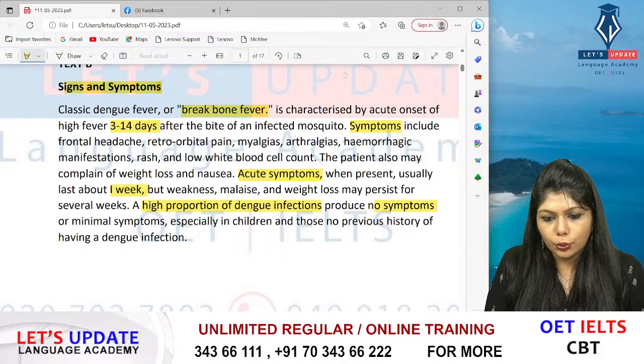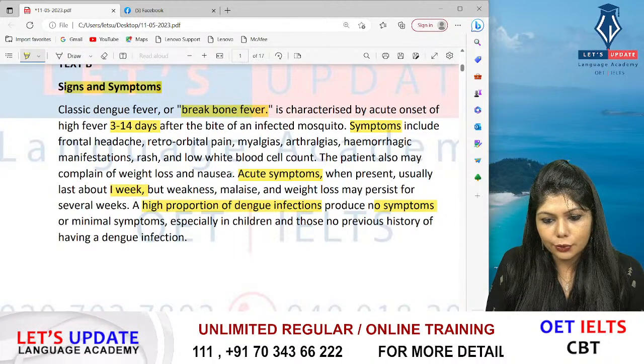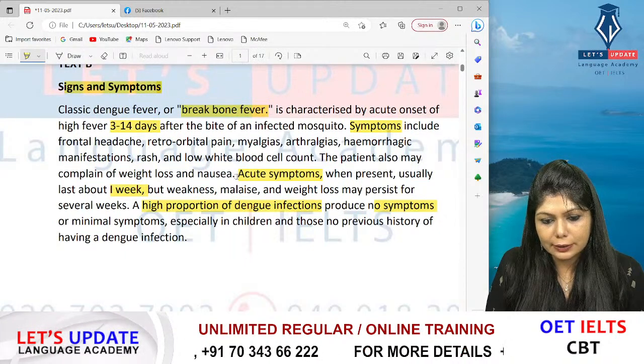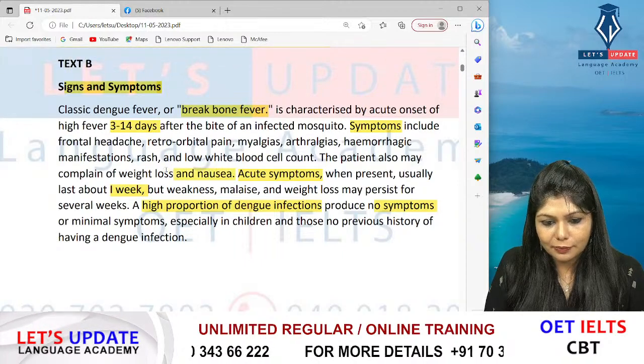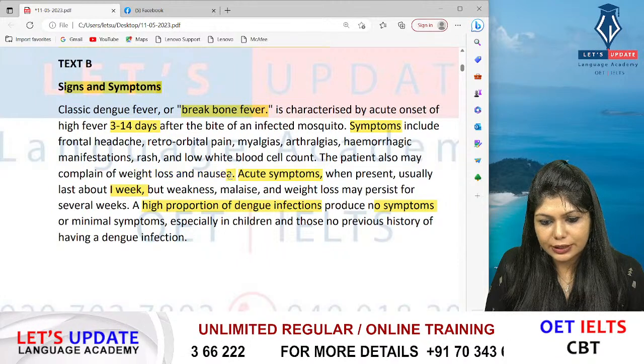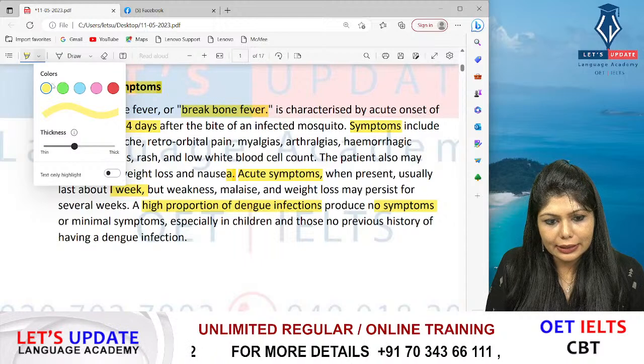Okay, so yes, that is the correct answer. Congrats to all those who have responded with the correct answer. Yes, it's weight loss and nausea. I'll just write in green.